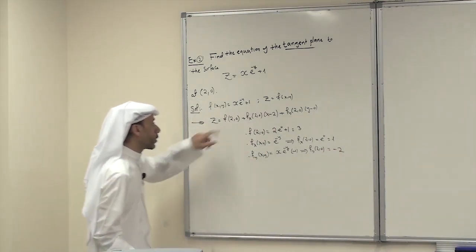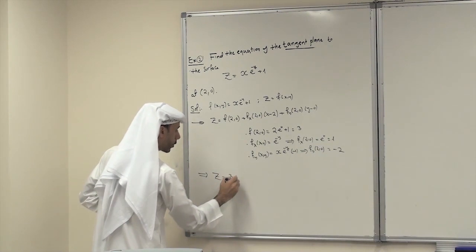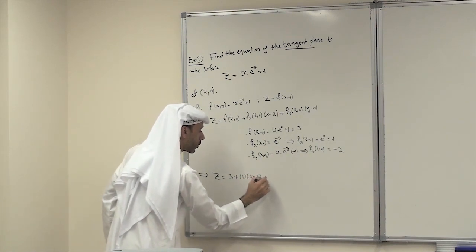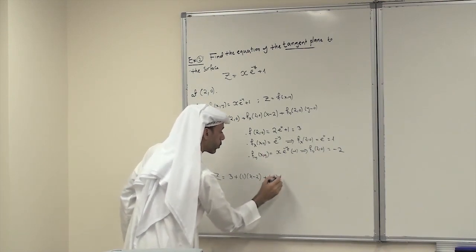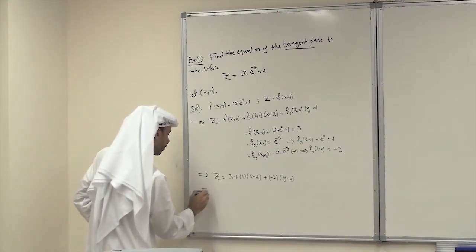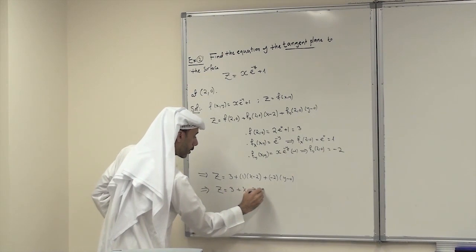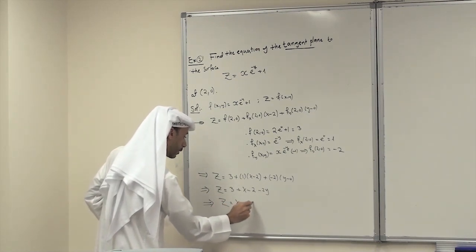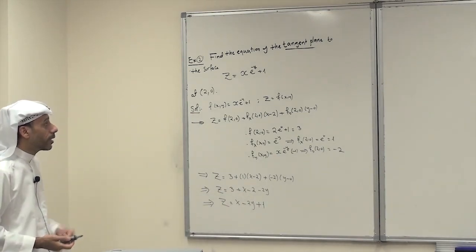Now substitute these values in the equation. So this implies the following. Z equals 3 plus f sub x, which is 1, times (x minus 2), plus f sub y, which is minus 2, times (y minus 0), which is just y. Let's simplify. So this becomes z equals 3 plus x minus 2 minus 2y, and hence z equals x minus 2y plus 1. So this is the equation of the tangent plane to this problem.